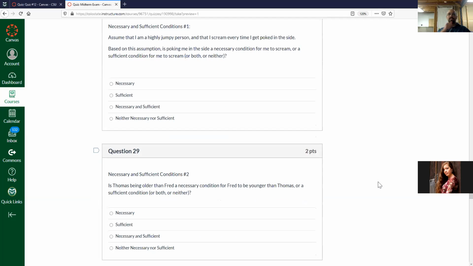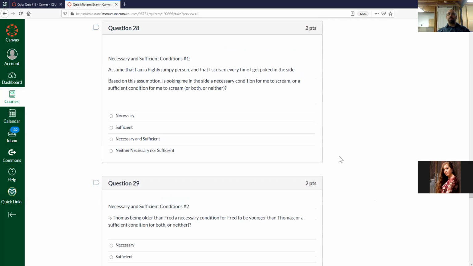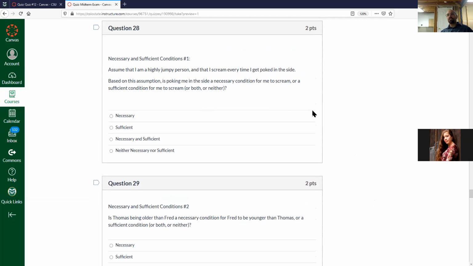Necessary and sufficient conditions. So assume that I am a highly jumpy person, that I scream every time I get poked in the side. Okay, so based on that assumption, is poking me in the side a necessary condition for me to scream or a sufficient condition? Both, neither? Here's how you would talk your way through it.